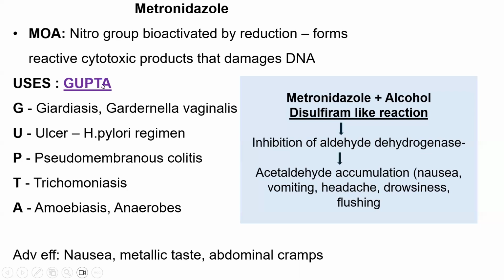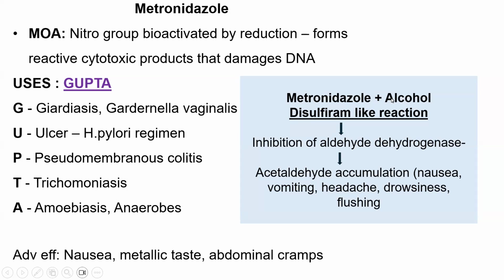That is the mechanism. For users, remember as GUPTA. GUPTA for metronidazole users. G for giardiasis and Gardnerella. U for ulcer. We know H. pylori regimen includes metronidazole. B for pseudomembranous colitis. I already told you pseudomembranous colitis, drug of choice is vancomycin. Alternatively, metronidazole is used. And T for trichomoniasis, A for amoebiasis and anaerobes. Okay, so GUPTA is the mnemonic for metronidazole use.